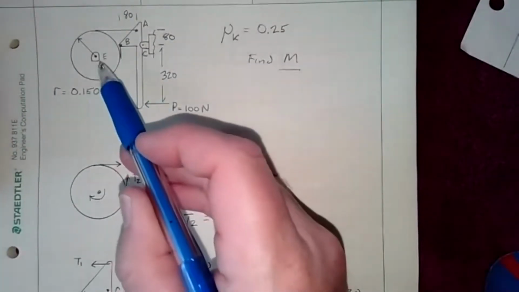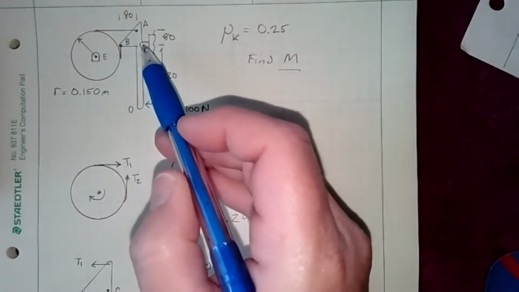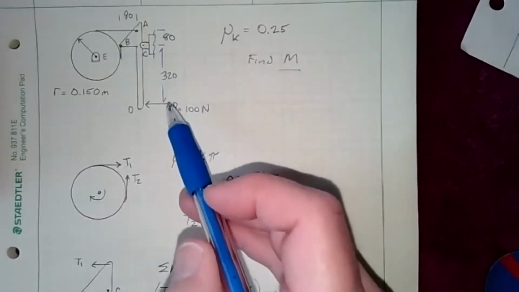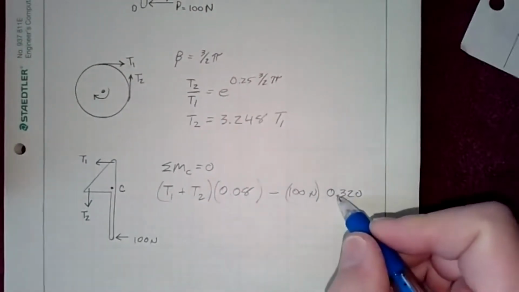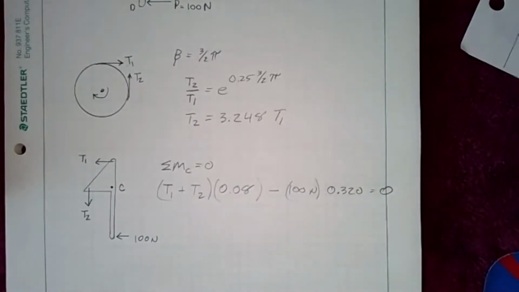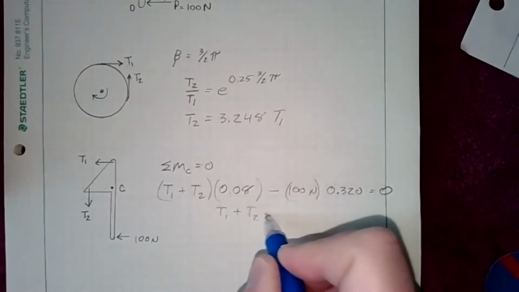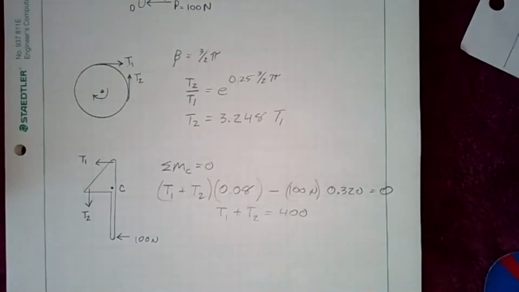Okay, so slower again. We're summing the moments about E. We know that 80 and 80 are the respective distances from C, so it's 80 that way and 80 that way, and then it's 320 that way. That's where I got that from. So 0.320, and then that all equals 0. When we solve this, we get T1 plus T2 equals 400. All right, so now we basically have two equations, two unknowns. We know this, we know that.